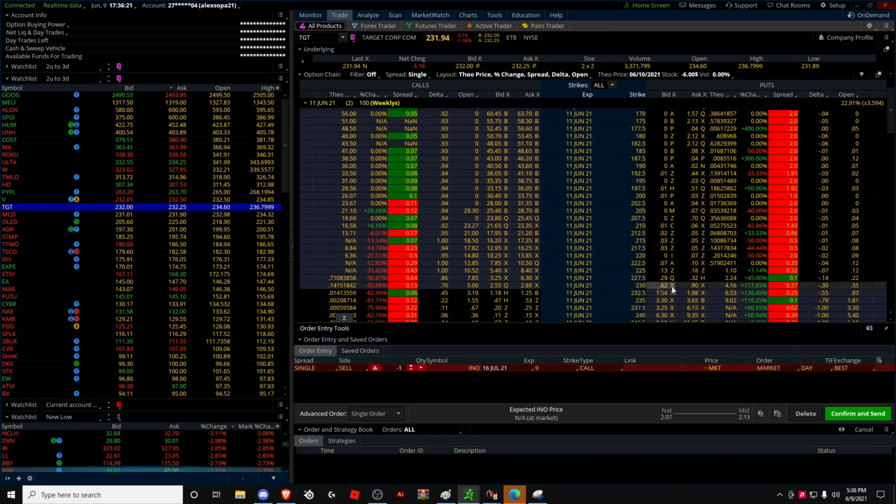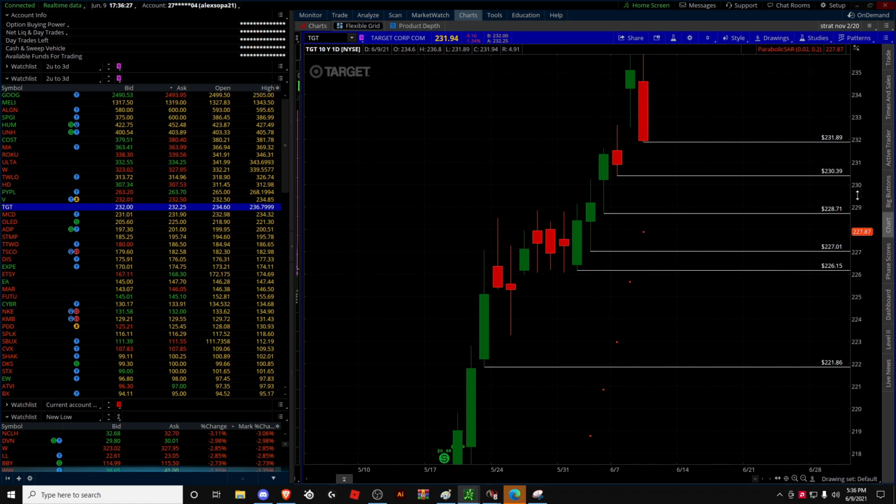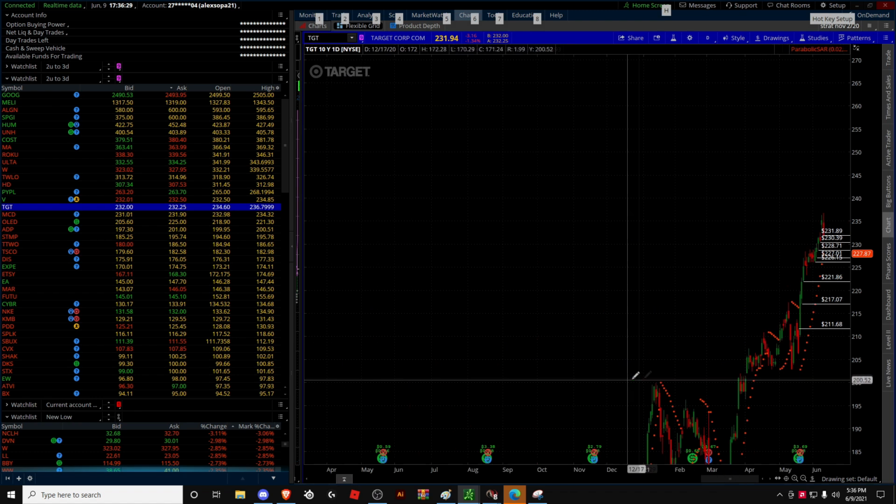A move right to 229 for those 230 puts. But the 227.5s are really cheap. Let's see. Can we expect those to hit? Maybe if it wants to puke. Let's see how does it puke?